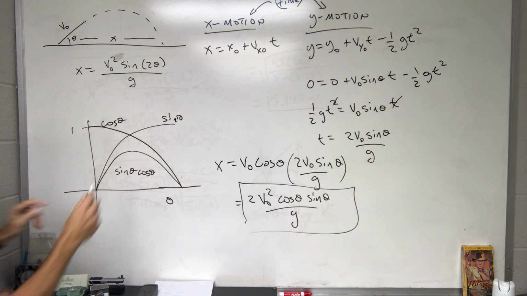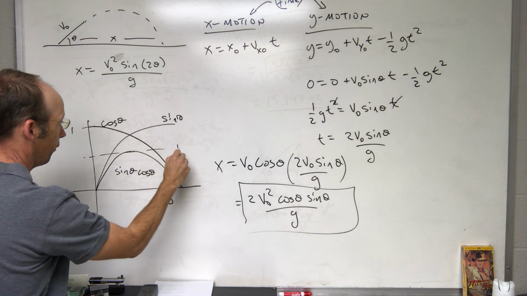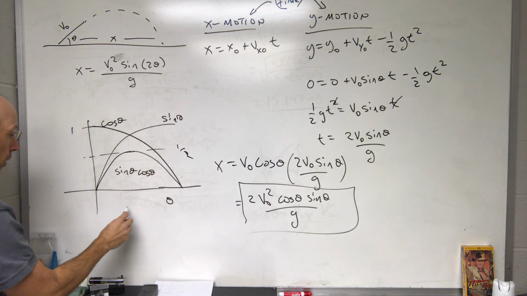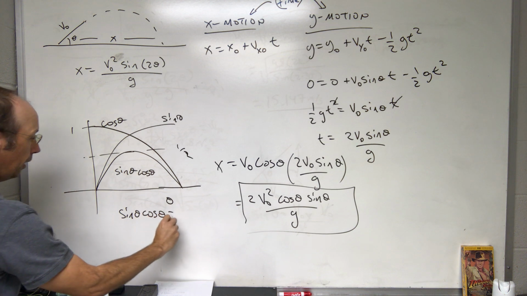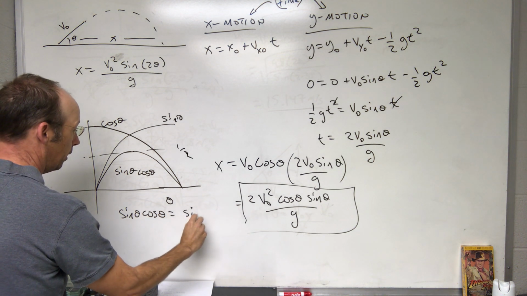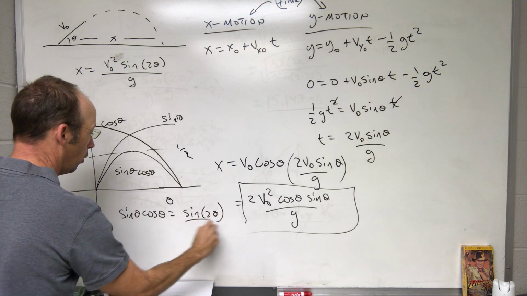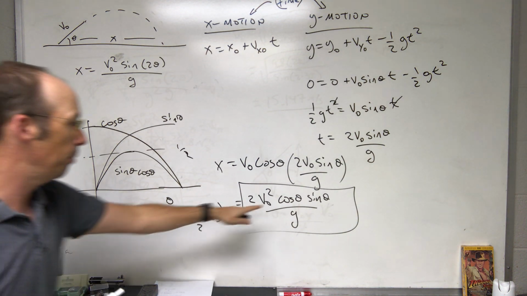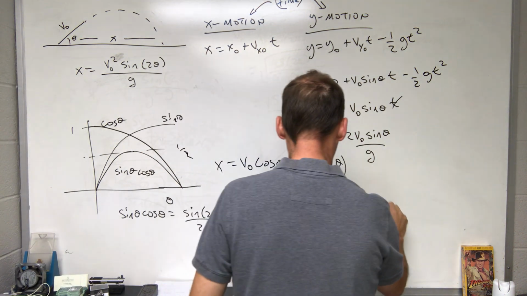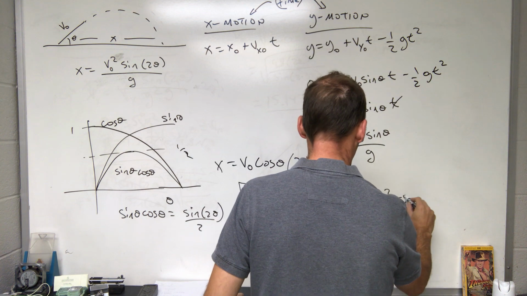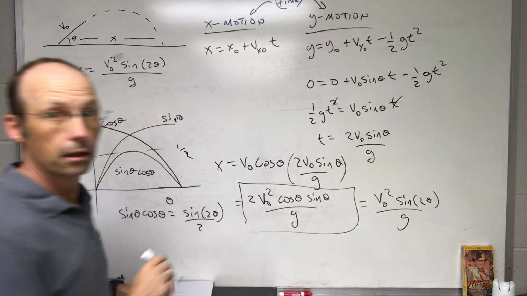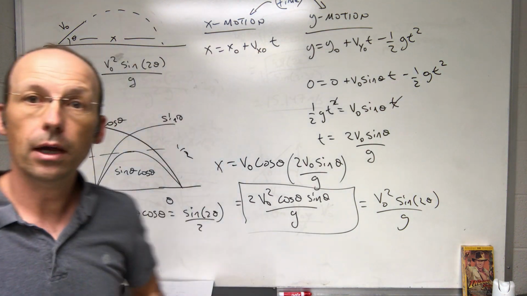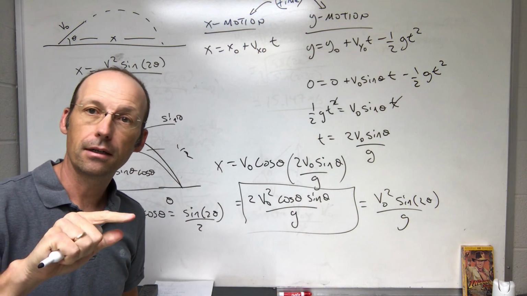And it turns out that this is actually at 1/2. So we get sine theta cosine theta equals sine of 2 theta over 2. So when I put that in right here, I get v0 squared sine 2 theta over g. And that's the same thing. Yay. Okay, wait. I'm not done.